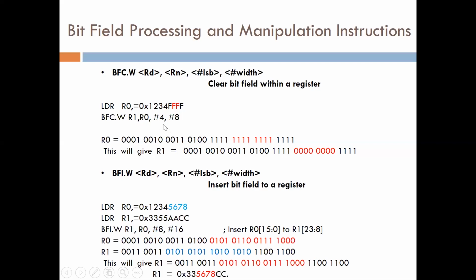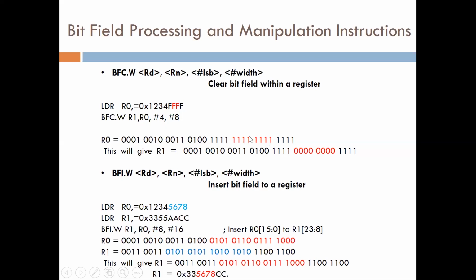Now let us see the fourth bit position. Where is the fourth bit position in R0? The fourth bit position starts from here. So from the fourth bit position, how many bits do I need to consider? That will be given in the #width field. That is #8. That means 8 bits I have to consider from the fourth bit position. So from the fourth bit position, I will consider the next 8 bits: 1 2 3 4 5 6 7 8. These 8 bits I'll consider.